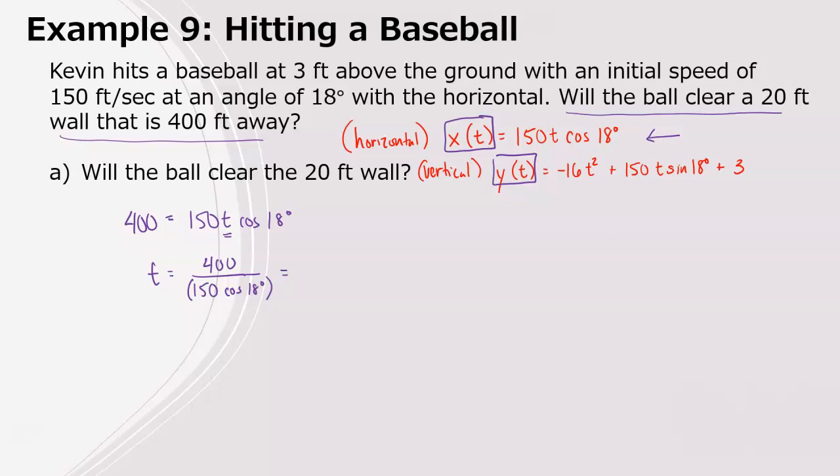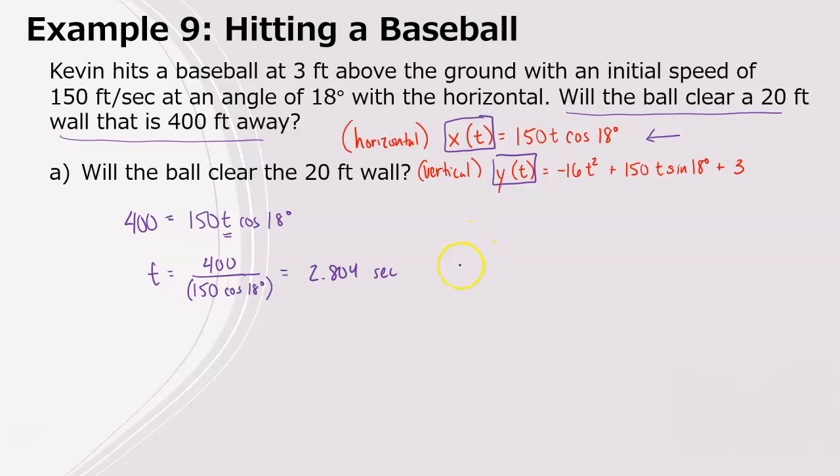When you do that, you should get 2.804 seconds. So what we just found is that it would take 2.804 seconds for the ball to travel 400 feet. Okay, so we know that much. But now, how high is it going to be after 400 feet? Is it going to be high enough to clear the wall?